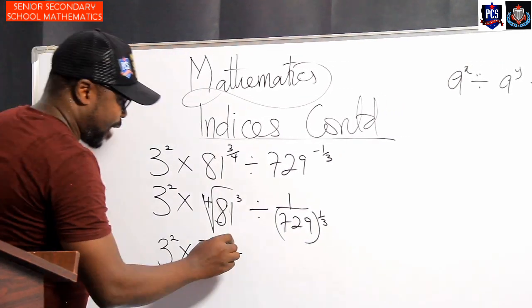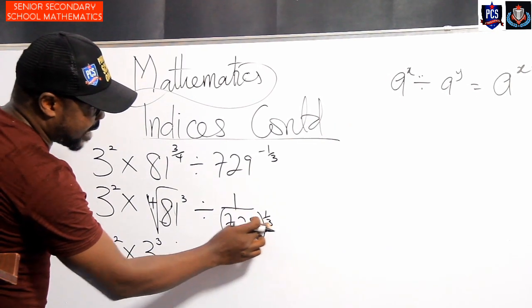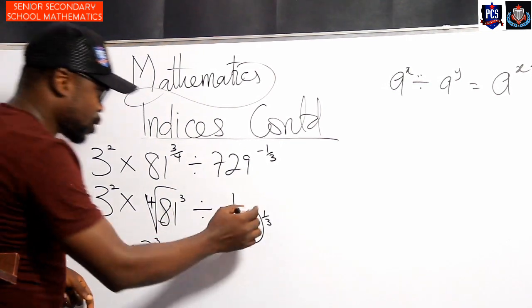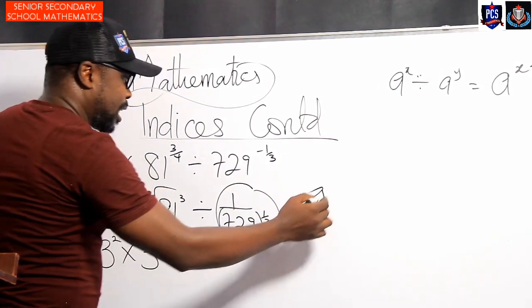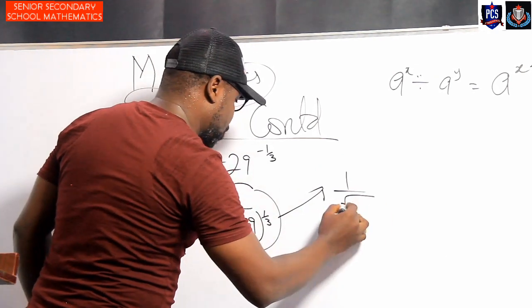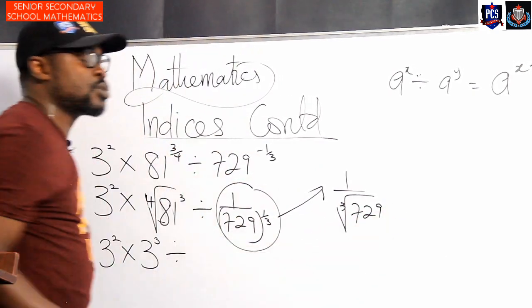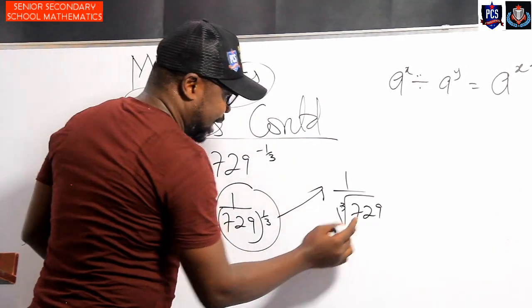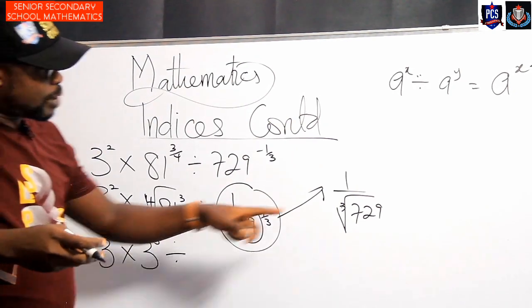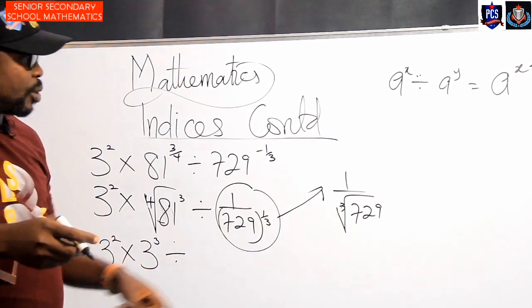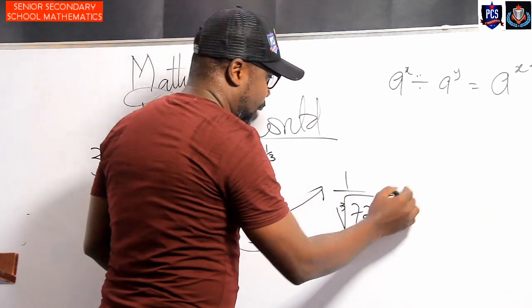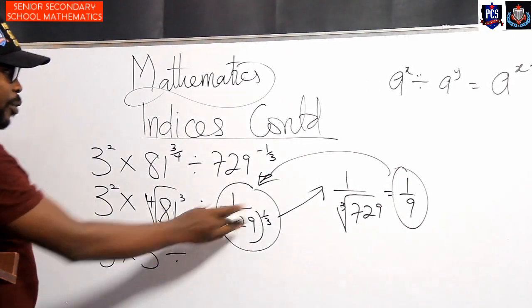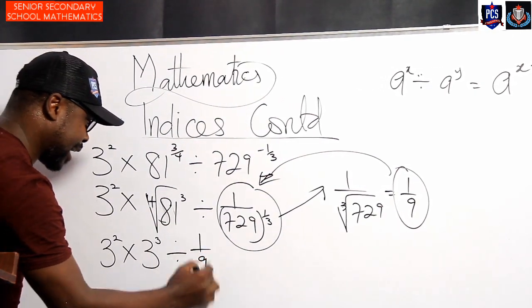Then I'm working with divided by the 3rd root of 729. This is supposed to be interpreted as 1 over the 3rd root of 729. The 3rd root of 729 is 9. That is, 9 times 9 is 81. 81 times 9 will give us 729. So the 3rd root of 729 is 9. So I'm having 1 over 9 from this. That is, this is giving us 1 over 9 when we evaluate it.